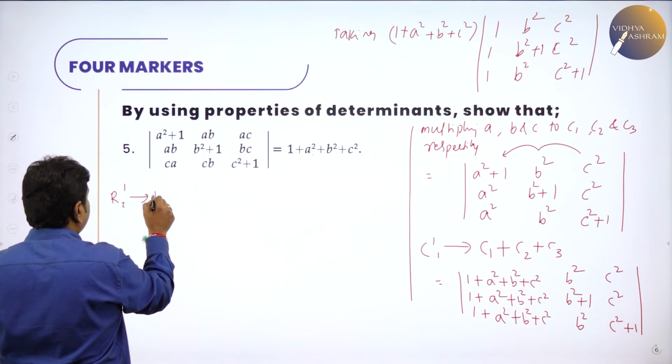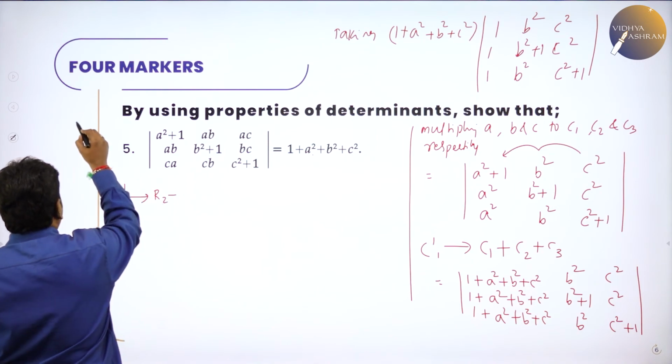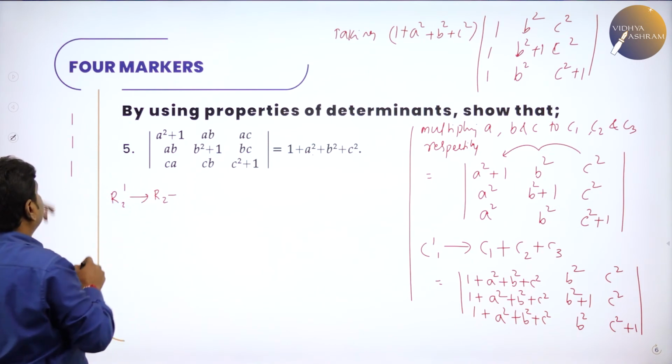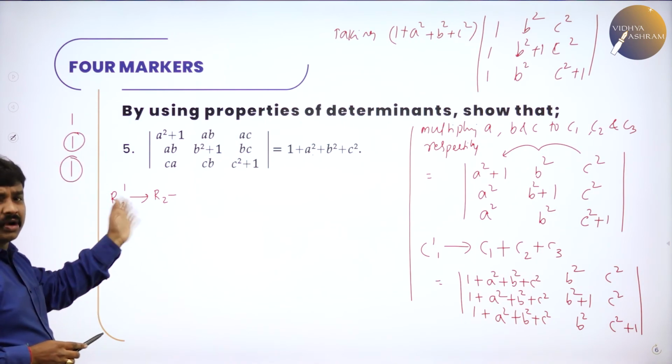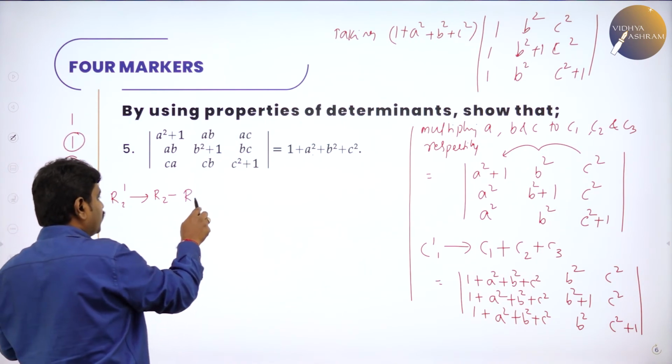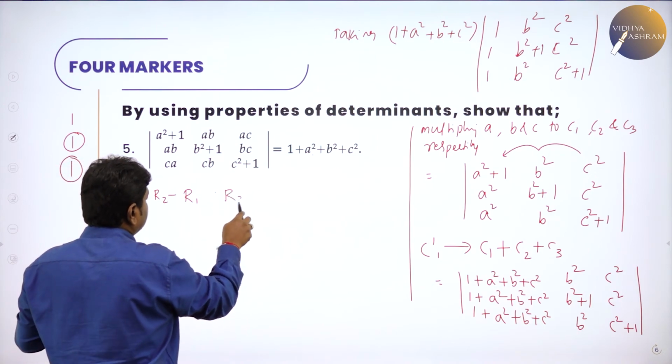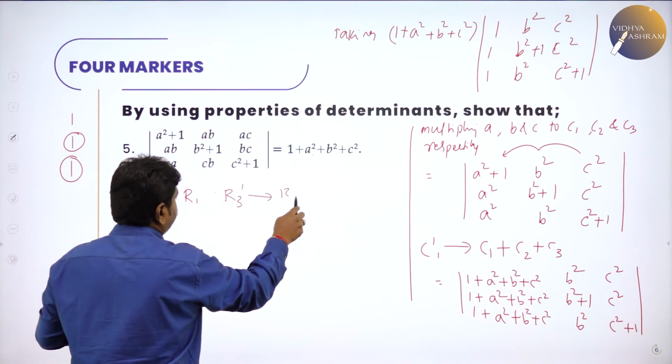R2 minus R1. Always see, when I see 1 1 1, the hint is to make this 0, make this 0. How to make this 0? Common operation, always I'll use R2 minus R1. R3 dash is R3 minus R1.